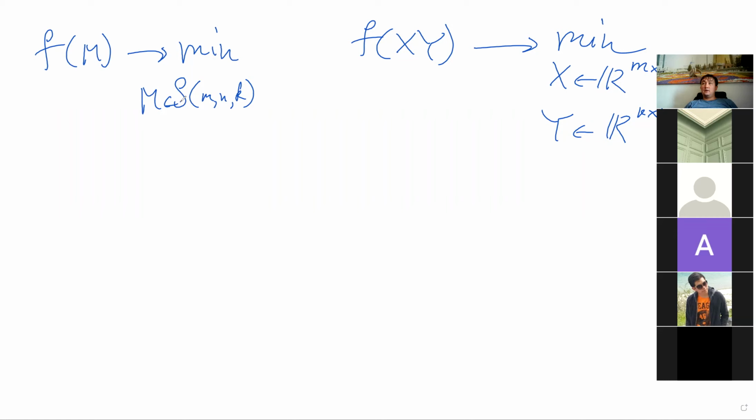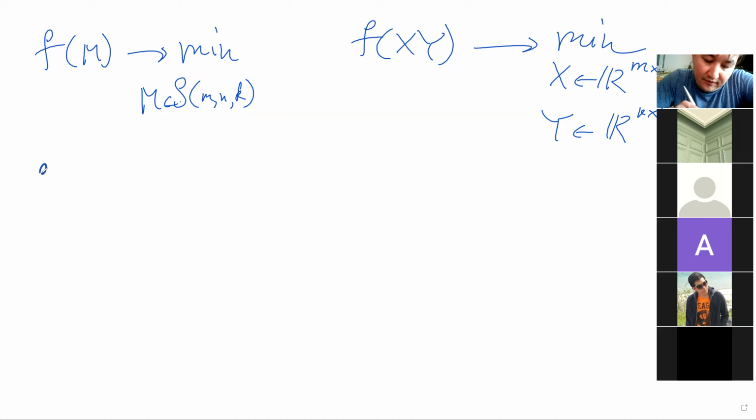Is it no longer convex? Correct. The function f of X times Y is no longer convex. You lose the property of convexity. But the function f of X times Y will have another property. It is convex in each variable X and Y by itself, but not jointly convex. So roughly speaking, we have the following situation.